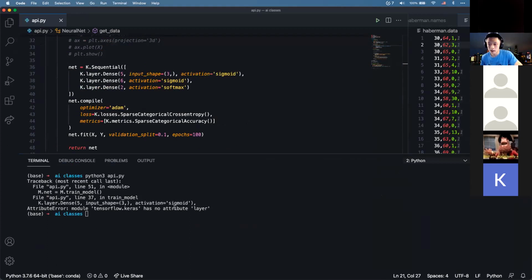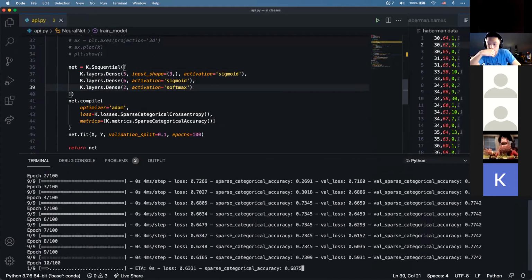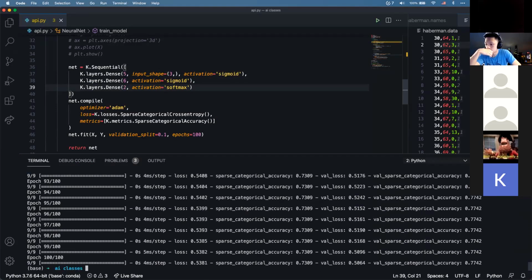So it says that there's an attribute layer. Oh, and it looks like I had a typo here. It should be layers, not layer. So let's try this again. All right. Okay, so it's off to the races. It's doing a bunch of stuff. And here you can see all of the outputs that it spits out, right?